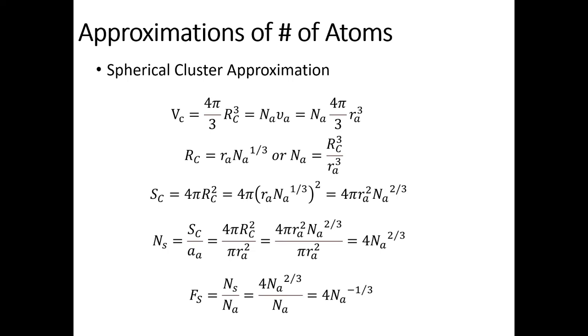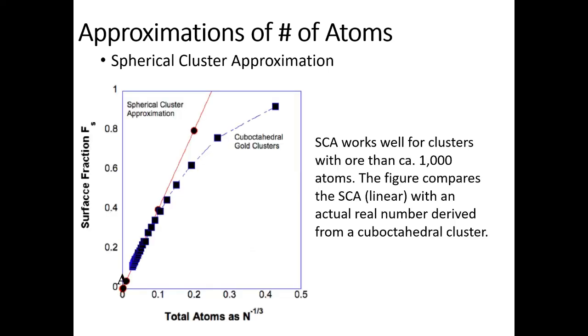So this is just a simple thing that physicists use for their project. Physicists love spheres and they love vacuums. Things with spheres and vacuums are easiest to work with. So it goes as 4 times Na to the minus 2/3. But in reality, the spherical cluster approximation, if you plot it versus the reciprocal of the cube root of the number of atoms, you get a line.